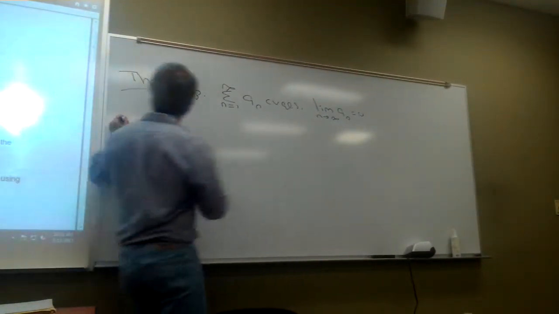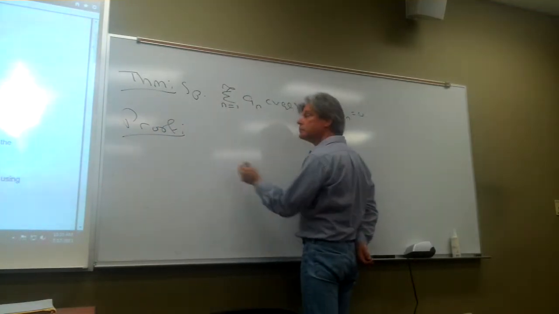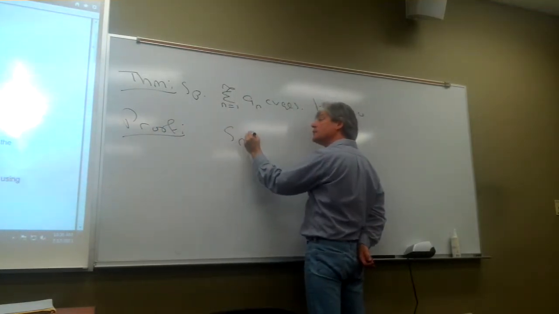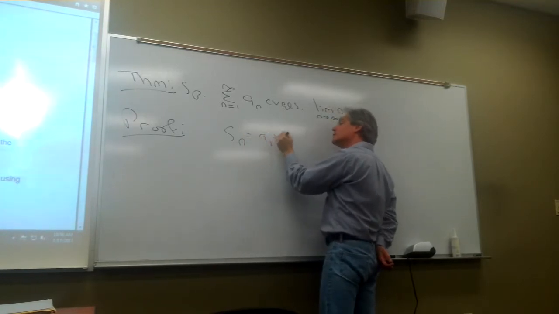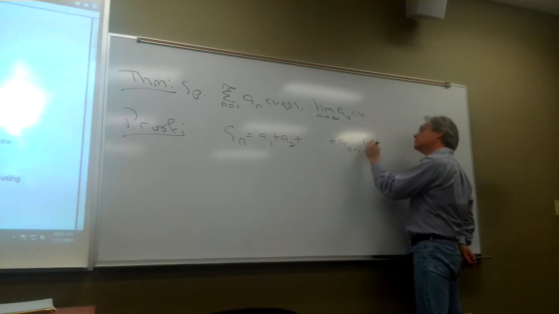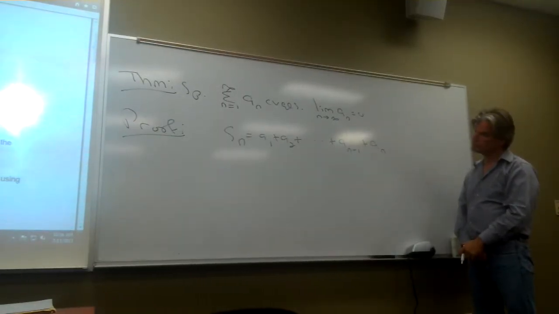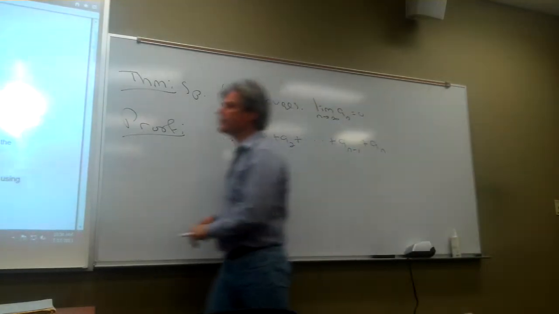So, proof. Here's what S of n is. The nth term of the sequence of partial sums is just this, isn't it? Yes, sir. I'm still confused on how a sequence of partial sums differs from a series. Hugely. Let me illustrate it.